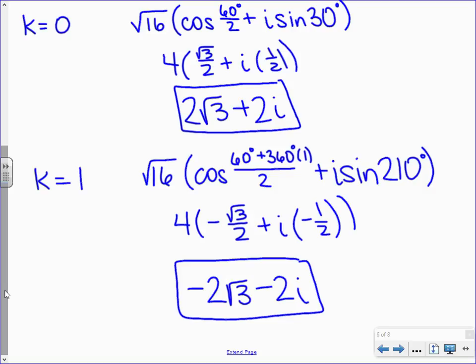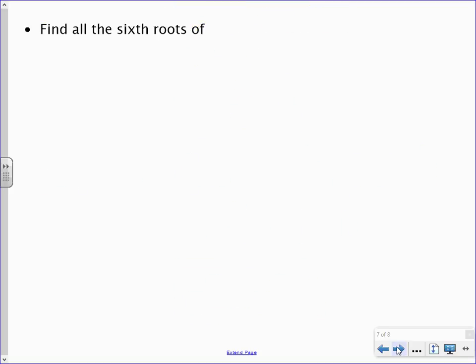Dave. How do you figure out how many? They will always tell you what kind of roots they want you to find, and that tells you how many. So if I ask you for 3rd roots, you would find 3 of them. 5th roots, you would find 5 of them. 4. 6th roots, you would find how many? 6.